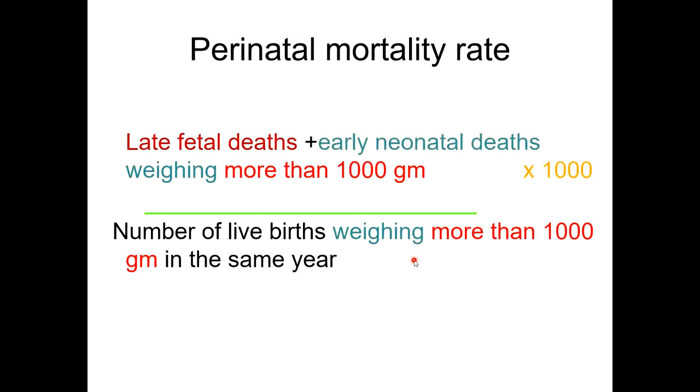So this is perinatal mortality rate depending upon the weight of the baby. The late fetal deaths and early neonatal deaths weighing more than 1000 gram divided by the total number of live births weighing more than 1000 gram in the same year into 1000. So it depends on whether you want to take the 28 weeks of gestation in numerator and denominator, or you want to take the weight of the baby who is born for more than 1000 gram to calculate the perinatal mortality rate. You can calculate the perinatal mortality rate by using any one of them.